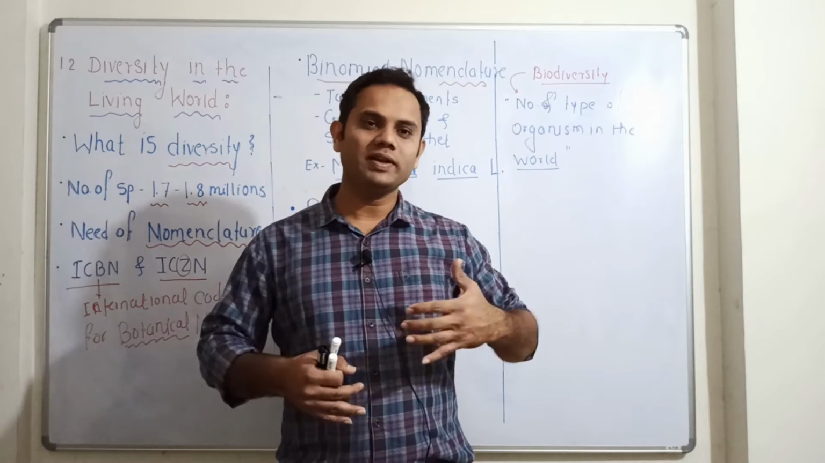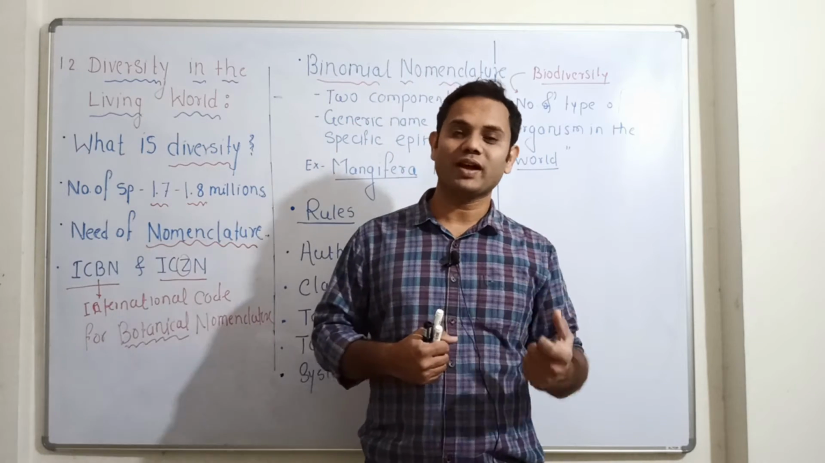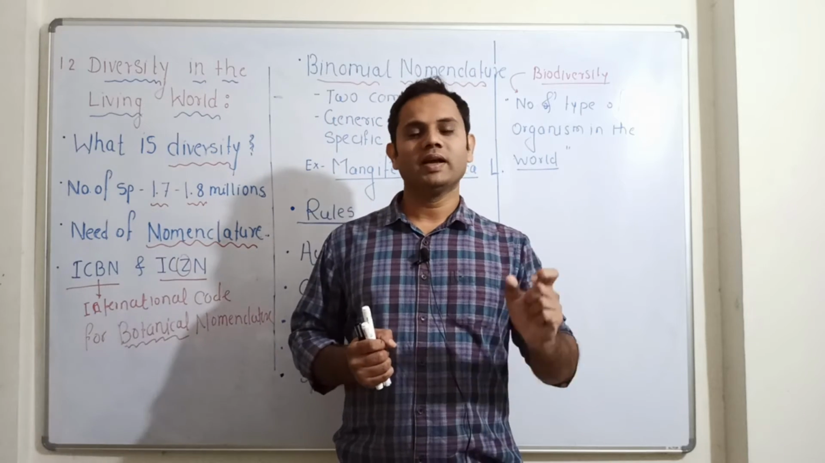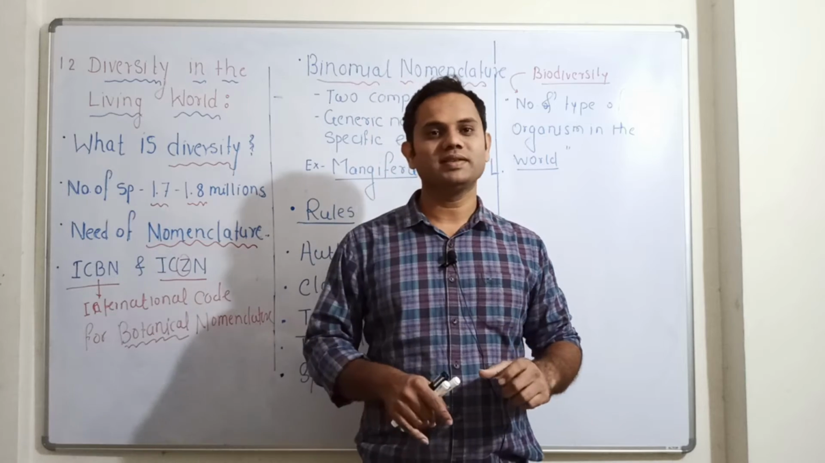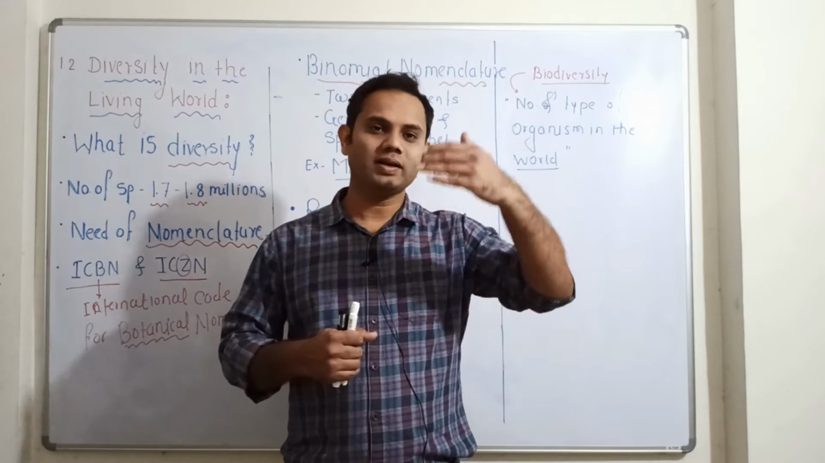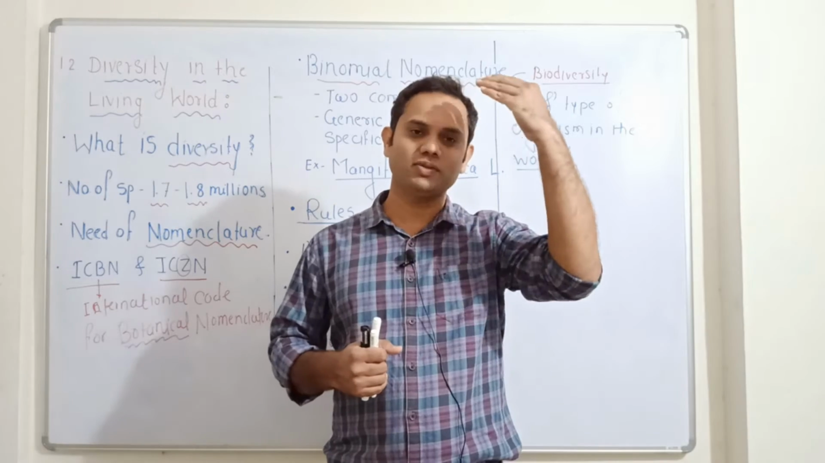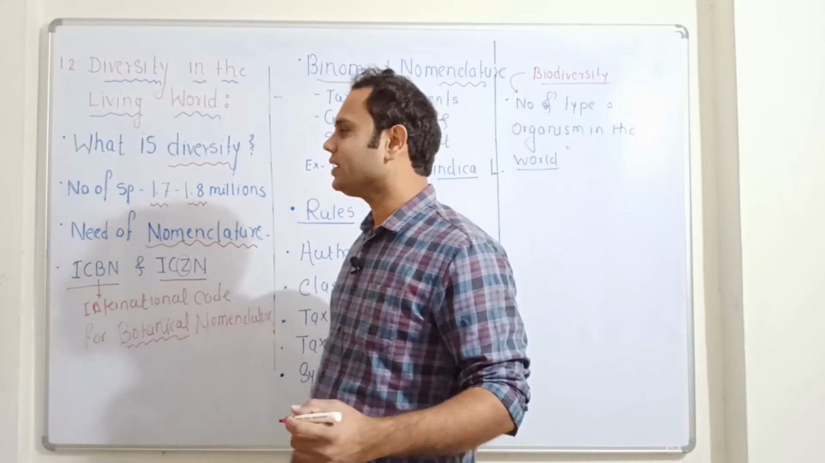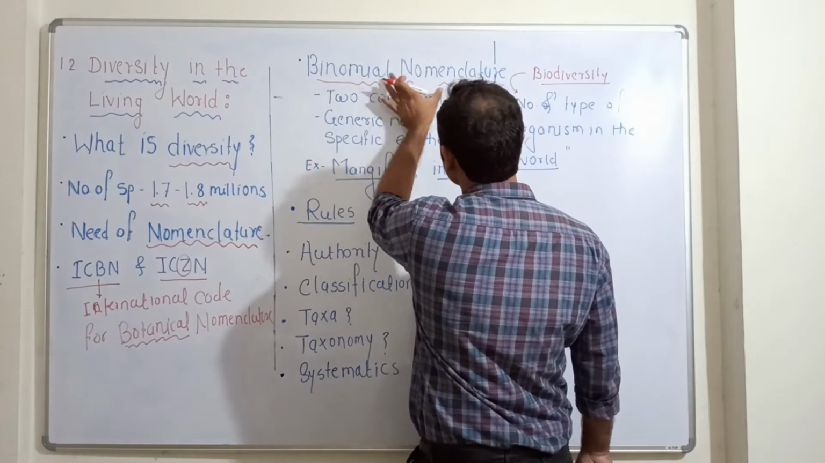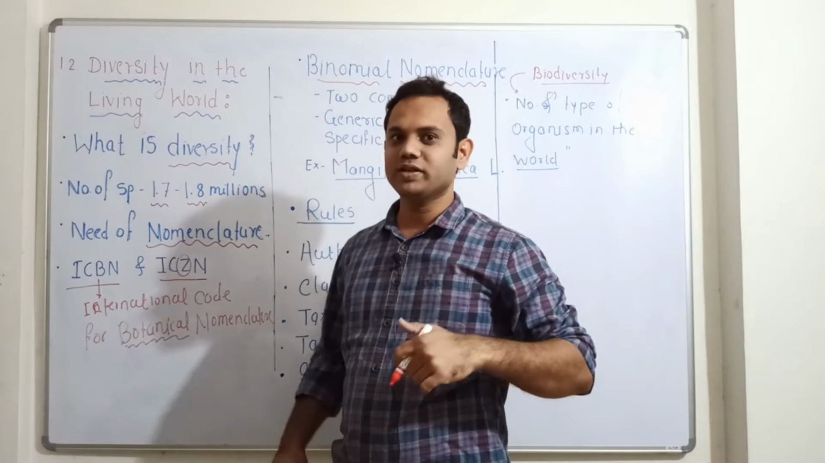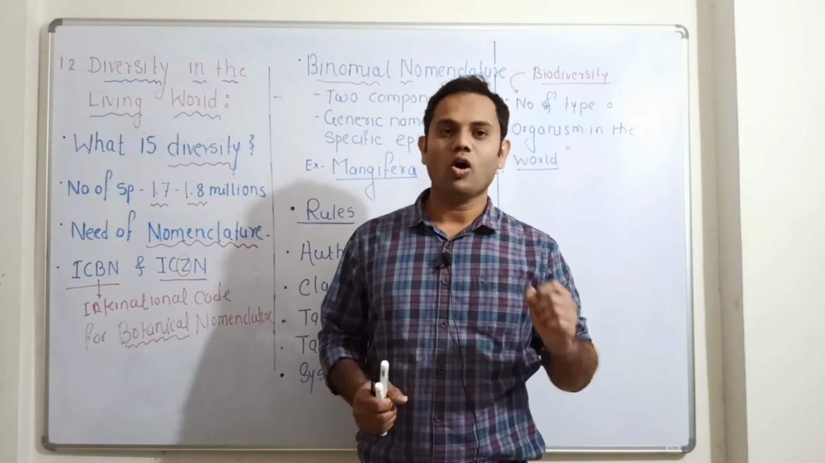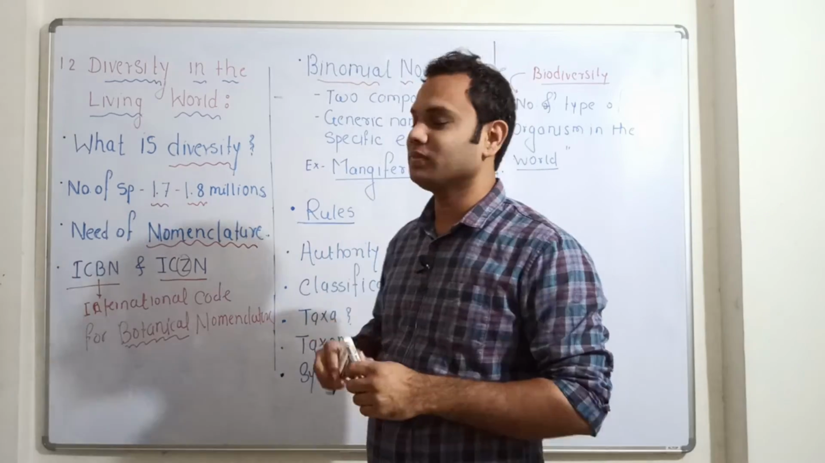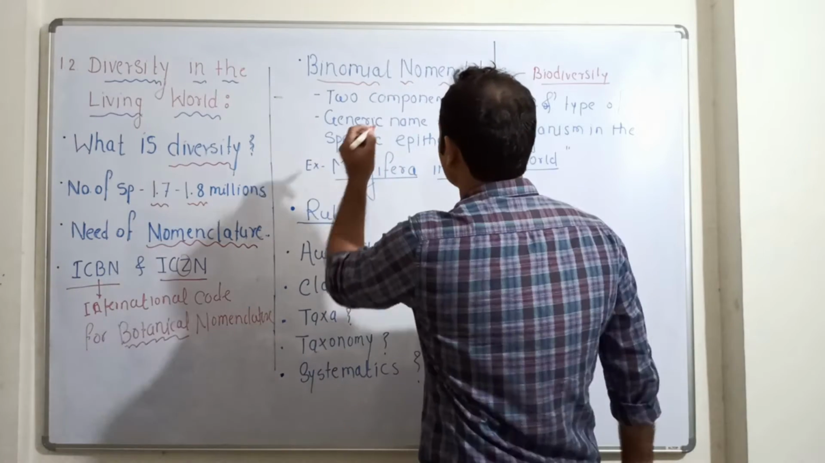Obviously this will create ambiguity and confusion among different people, and to avoid that, ICBN and ICZN lay down the criteria and principles. On the basis of that, the binomial nomenclature system was introduced, which is accepted all over the world. So what is this binomial nomenclature system? Obviously, nomenclature means what?